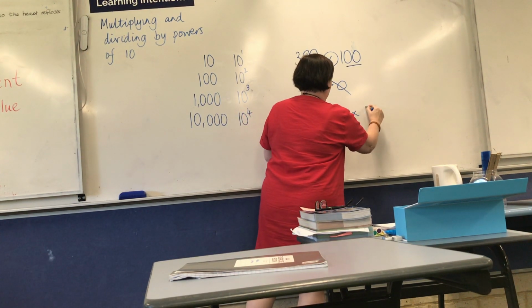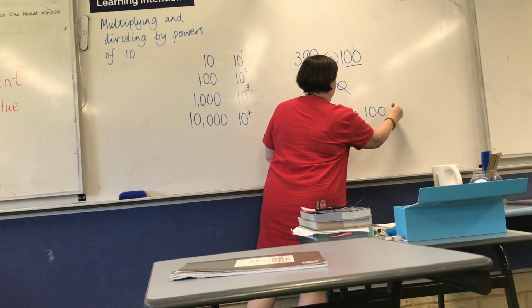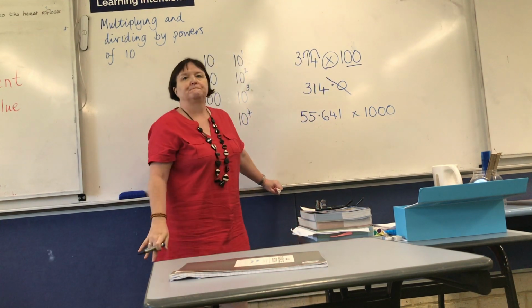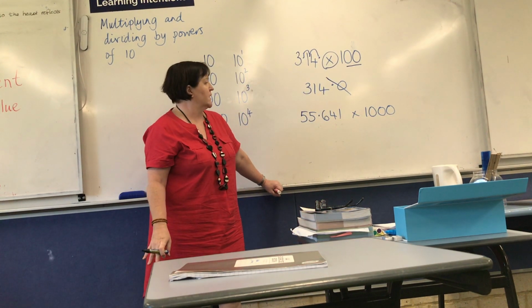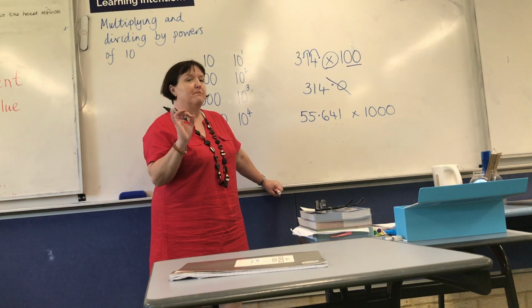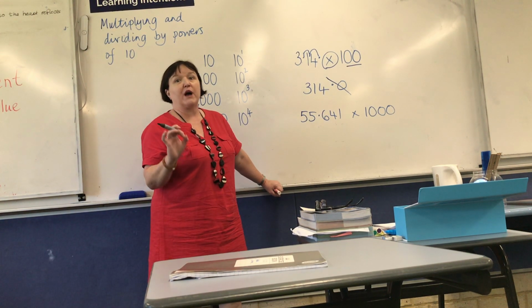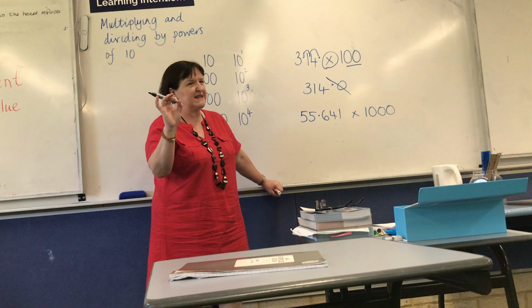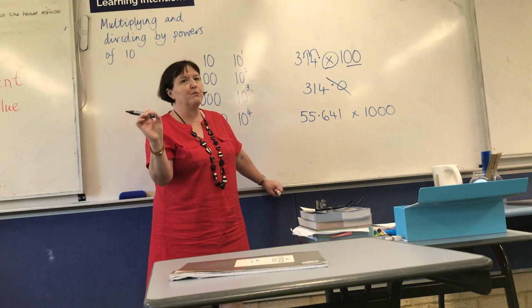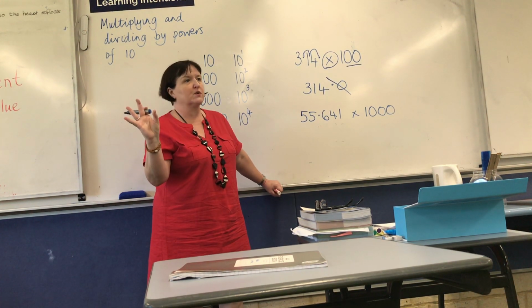55.641, and we're going to times that by 1,000. So again, we're multiplying by a whole number. If you multiply by a decimal, it actually gets smaller, but when you're multiplying by a whole number, the answer's always bigger.